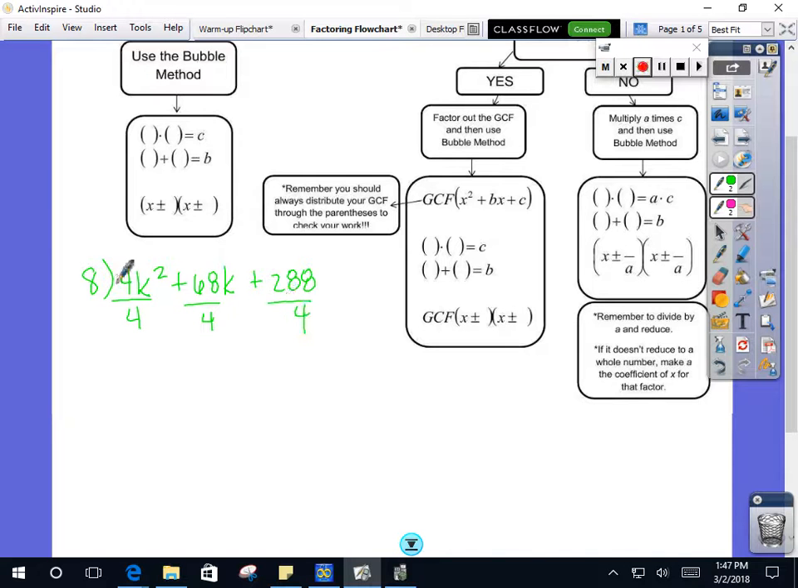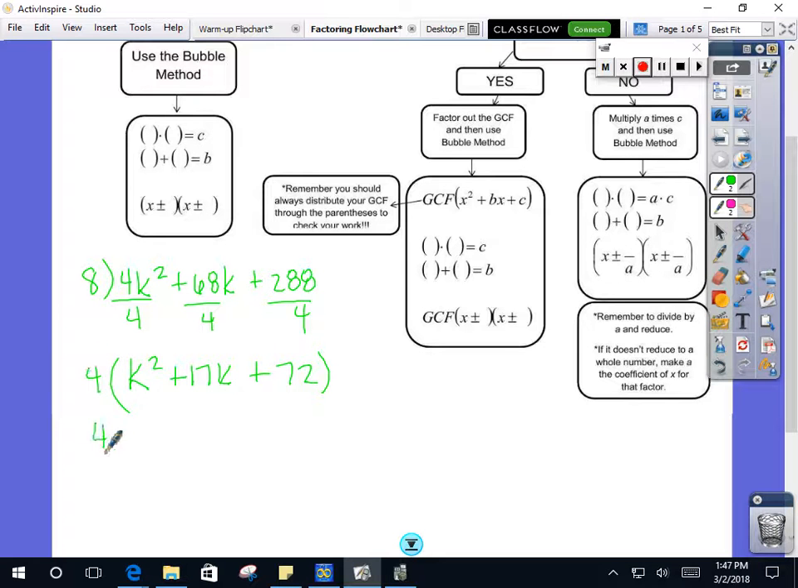Okay, when you divide 4 from 4k squared, you're left with k squared. When you divide it from a positive 68k, you're left with, and when you divide it from a positive 288, you're left with, okay? So since it divided and everything came out to be a whole number, 4 is the GCF, so you factor it out. You're undistributing it from this trinomial. And that's what's left once it's undistributed, which is what factoring is.